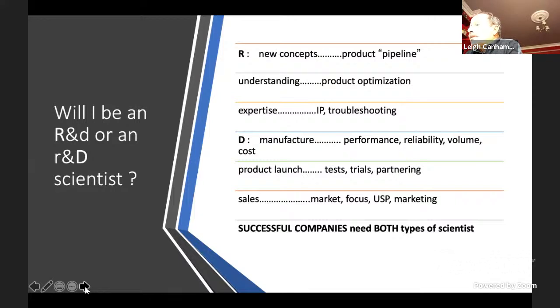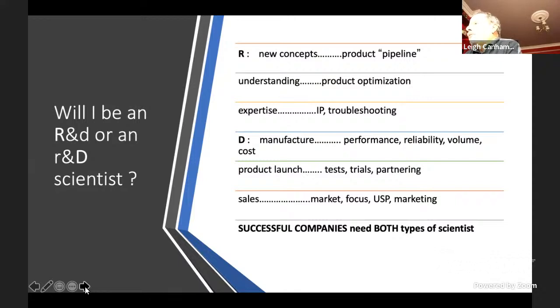Now, other scientists within the company are more interested in the products rather than the concepts, and they have more interest in making something that's really going to be useful. And to do that, they look at things like reliability, the volume of product they can make, the cost of the product, and they're more involved with testing, the trials, finding good partners, and so on.